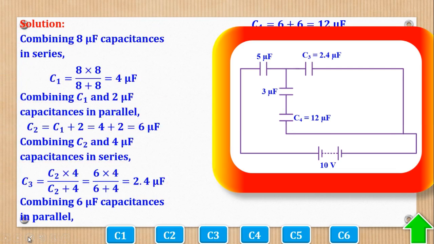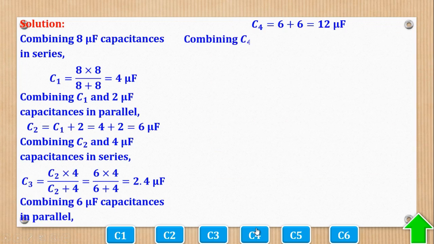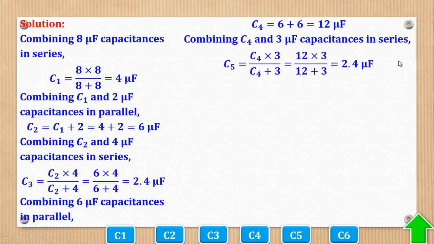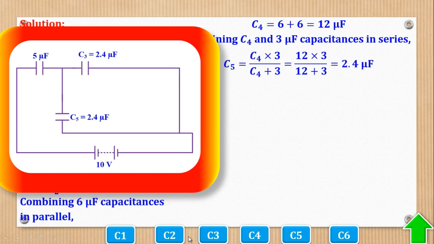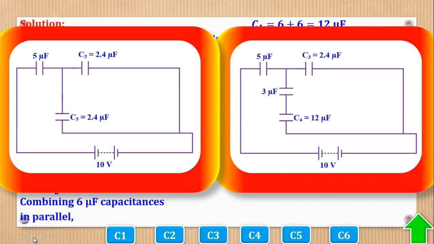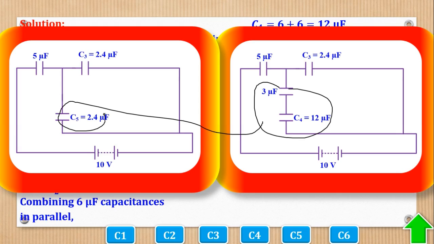Then from there you will realize that these 2 are also in series. Therefore, we are going to combine the 2 which are in series by product over sum to give you 2.4 microfarad. So that means that the circuit now becomes this. So initially there were these 2, now we have combined them into 1 to give you this. I think we'll see that the circuit is now going on reducing and reducing. It is no longer complicated.